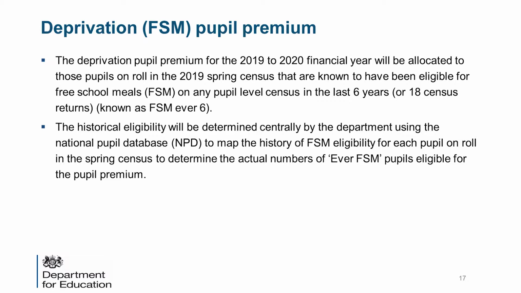As the school census only collects periods of eligibility that were live at any point since the previous census, the Department's National Pupil Database will map on the history of the FSM eligibility from previous censuses for each pupil on roll in the spring school census to determine the actual numbers of FSM EVER pupils eligible for pupil premium.